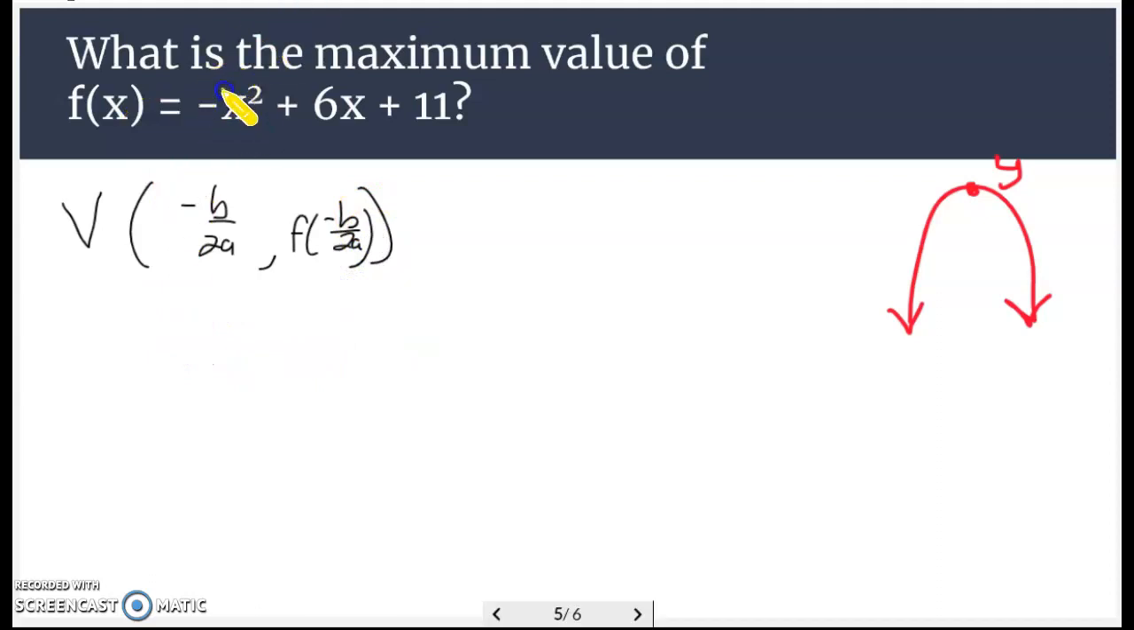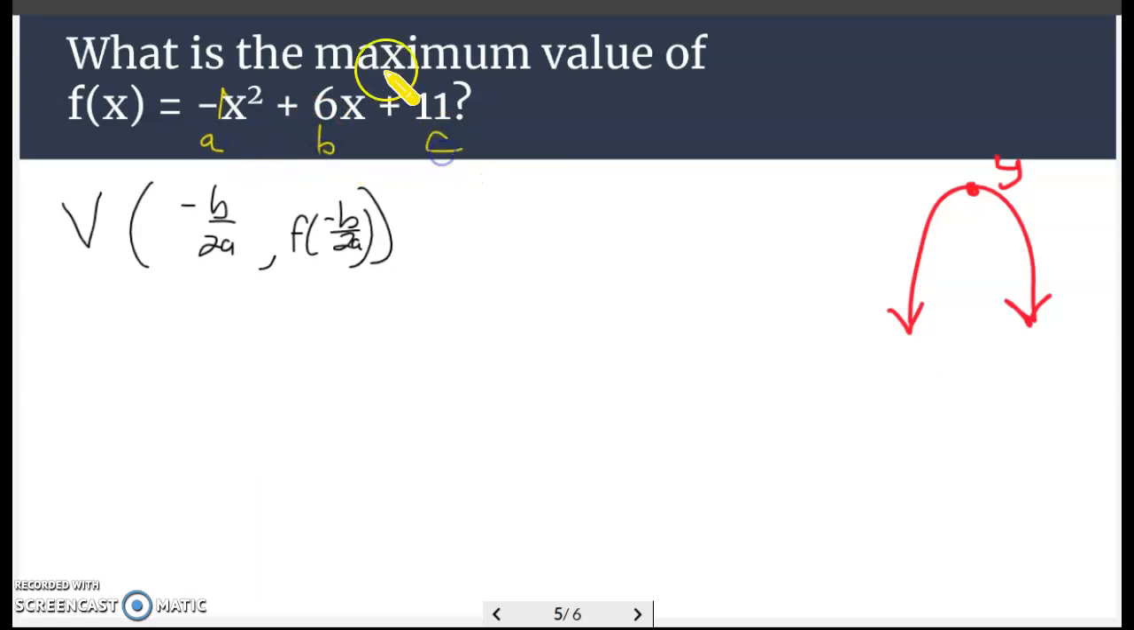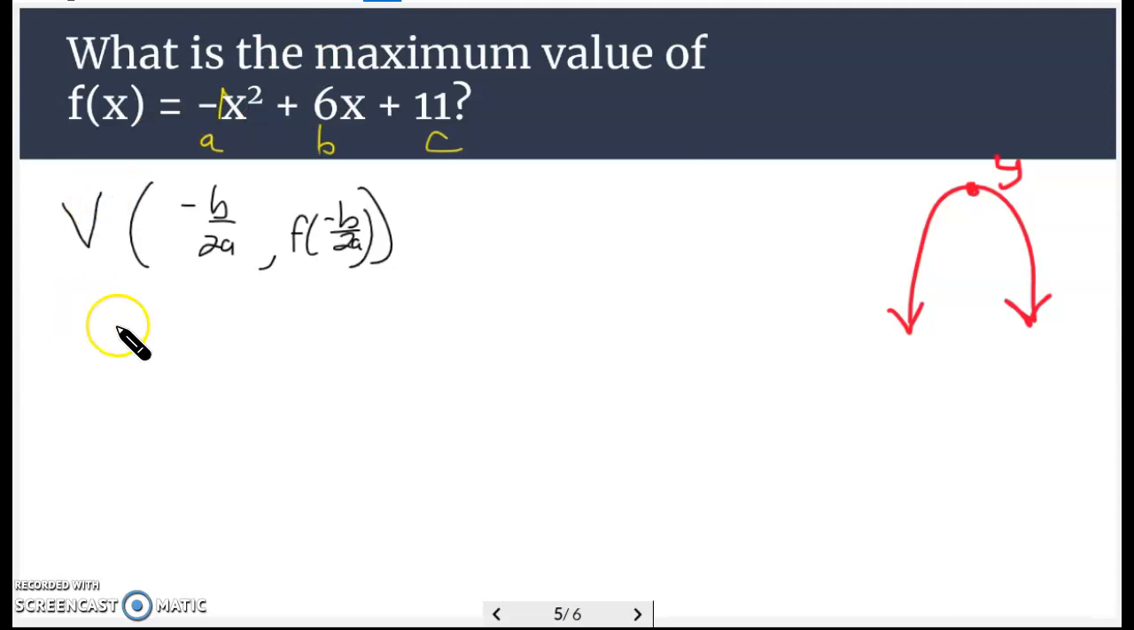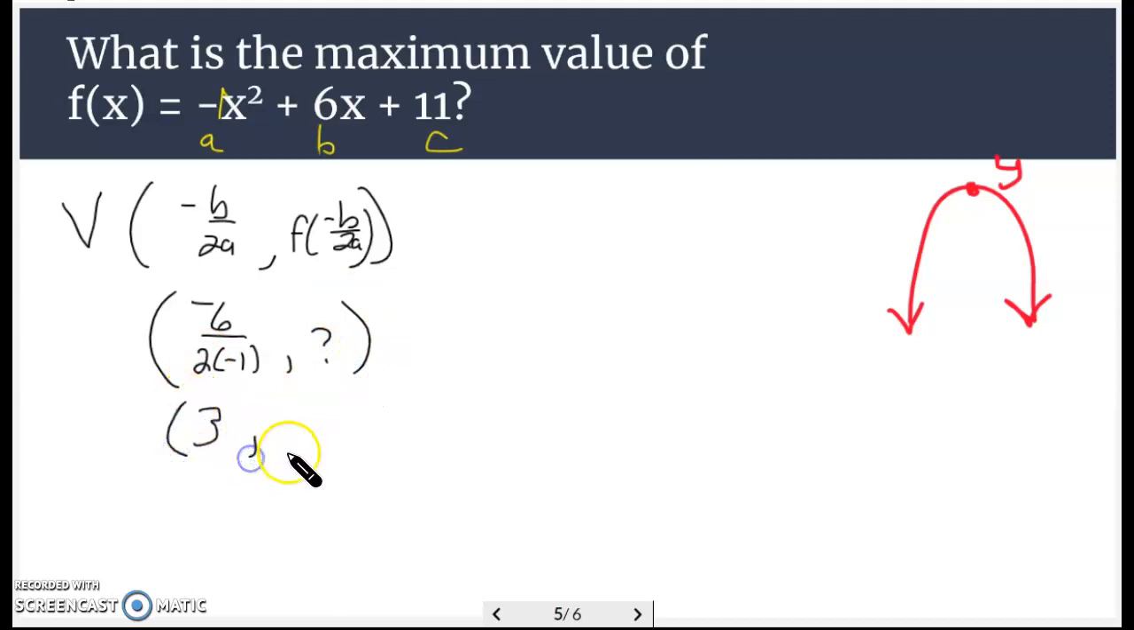Alright, in this problem, the a is negative 1, the b is 6, and the c is 11. And then negative b is negative 6. 2 times a is 2 times negative 1. Still working on what that is. Negative 6 over negative 2, positive 3. We'll put 3 into there.